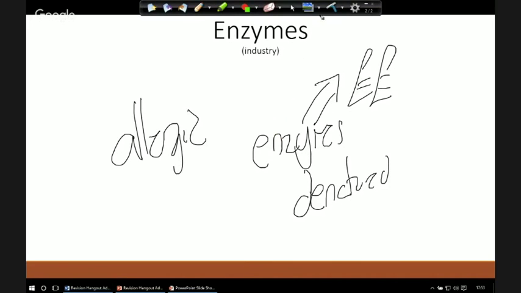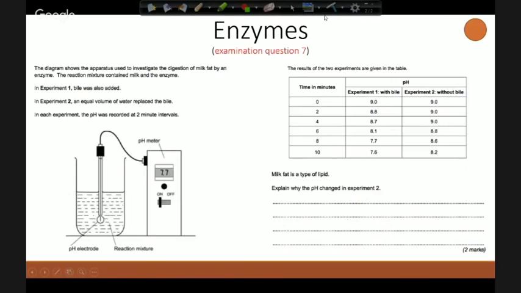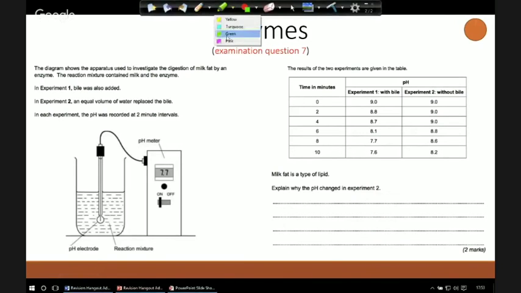So, these are enzymes. Here's our final question for our enzymes topic. Part 1. The diagram shows the apparatus used to investigate the digestion of milk fat by an enzyme. The reaction mixture contained milk and the enzyme. In experiment 1, bile is added. In experiment 2, an equal volume of water replaces the bile. We don't have bile in it. In each experiment, the pH is recorded every 2 minutes.